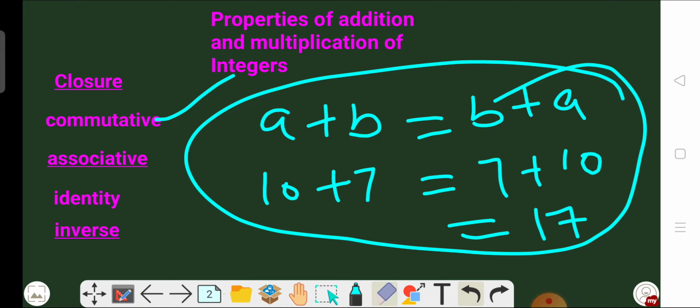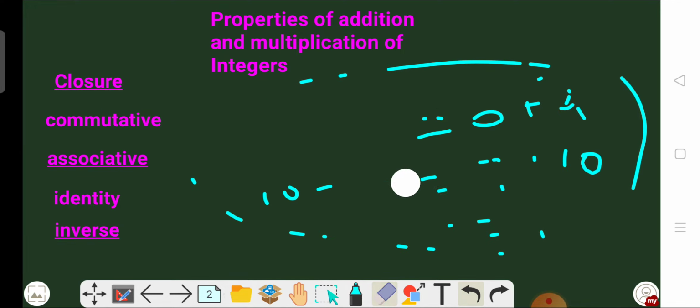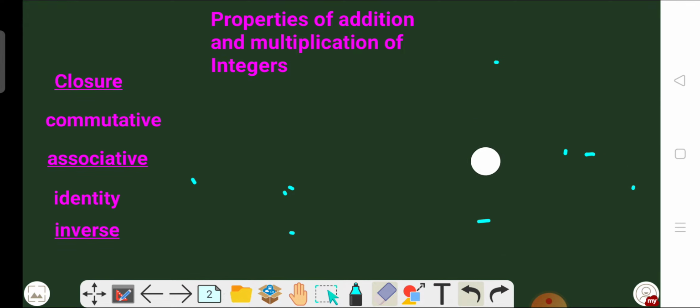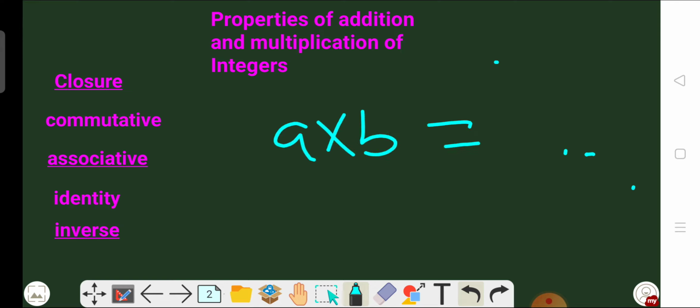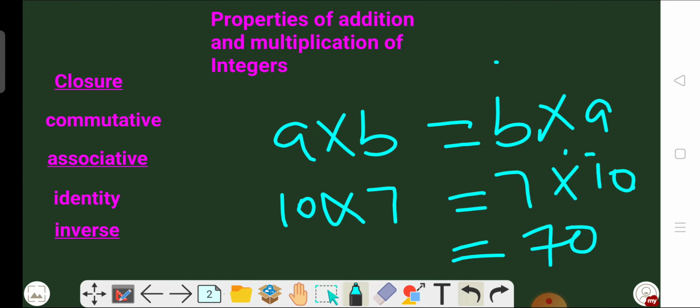It means the addition or multiplication of integers does not depend on the order of the addition or multiplication. In the same way, if we multiply, a multiplied by b is equal to b multiplied by a. For example, 10 multiplied by 7 and 7 multiplied by 10, in both cases we have the result equal to 70. Okay, and this is the same. Clear?